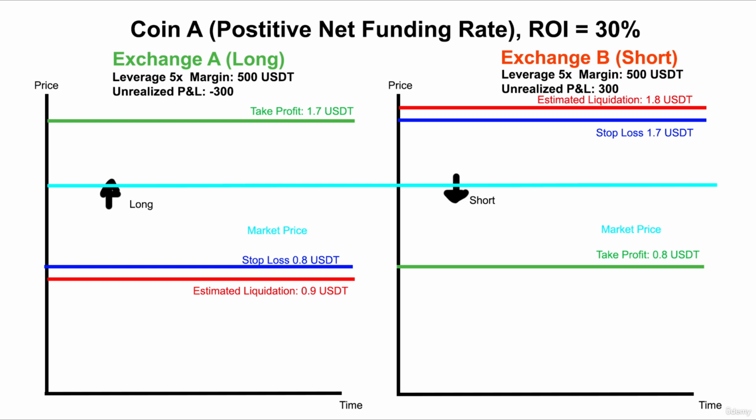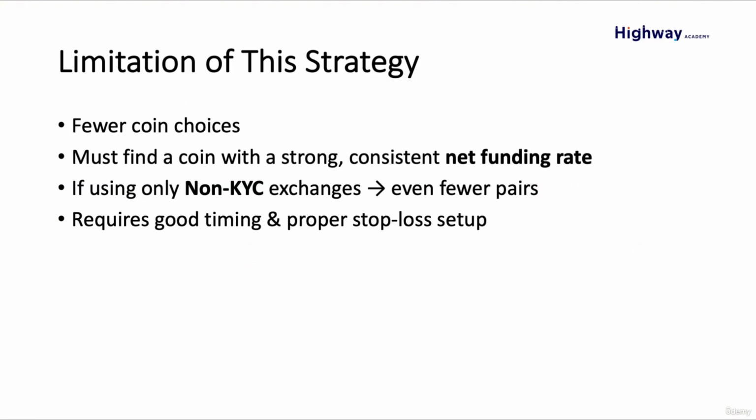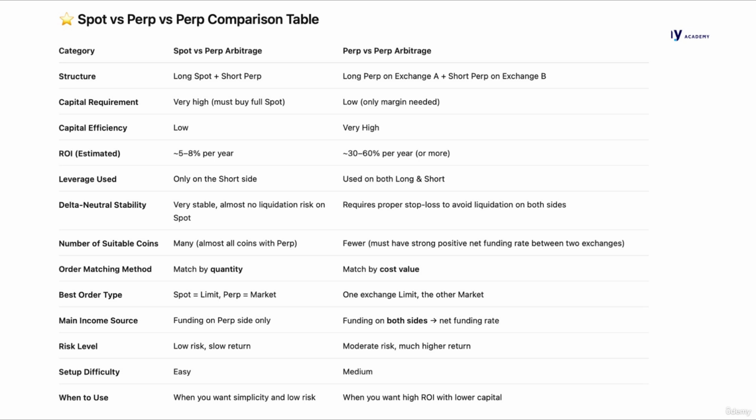However, this strategy also has one disadvantage. You have fewer choices. To execute this properly, you need to find a coin that offers a strong, positive net funding rate between the two exchanges you are using. And if you want to stay on non-KYC exchanges only, the number of available pairs becomes even smaller. But once you find a good pair, this strategy is simpler to run, requires less capital, and gives you a much better return than spot versus perp arbitrage. All right? In the next steps, I'll show you exactly how to set it up.